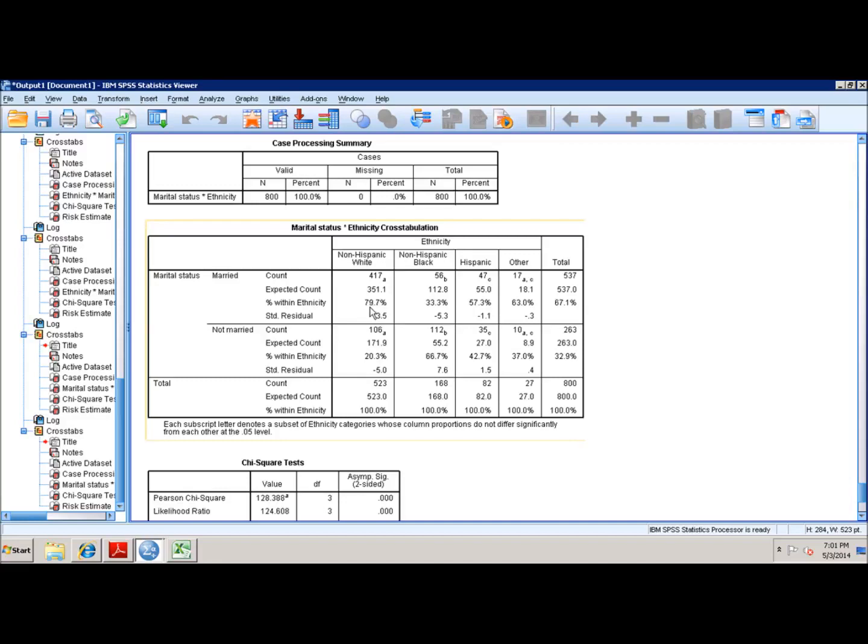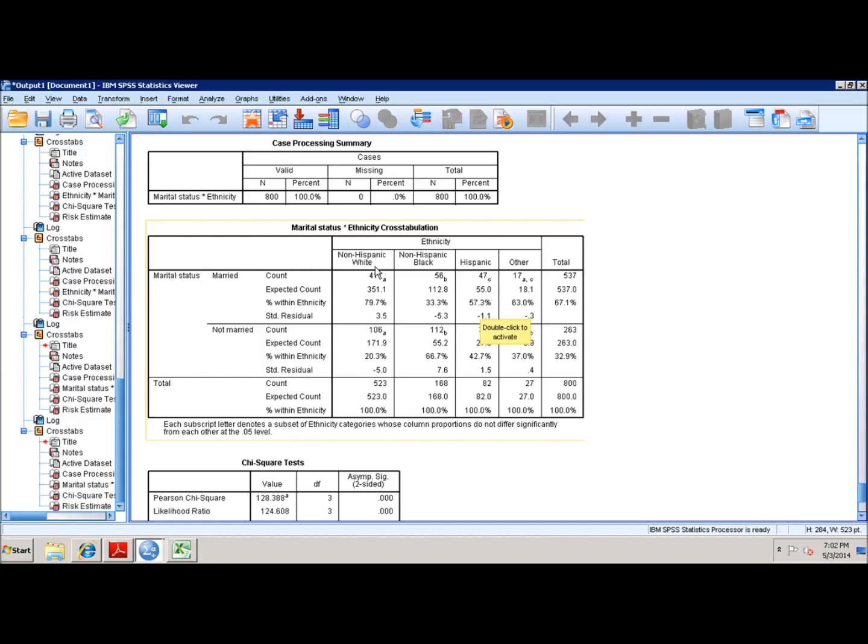And which proportion was higher? We can see here 79.7. We can see here 33.3. So this is at an alpha level of 0.05, and this is a two-tailed test. Now non-Hispanic white versus Hispanic. We can see there's an A here, there's no A here, there's a C. We again are able to reject the null hypothesis and conclude that the proportions are in fact different. And we can see here that one is higher than the other.